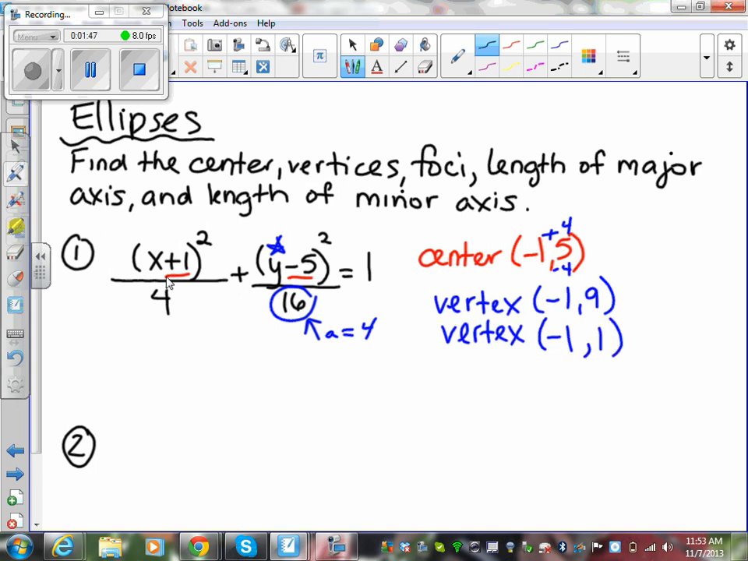Now I have my two vertices simply by adding and subtracting that a value from the y coordinate of the center. And now I want to go ahead and figure out where the foci are going to be. This takes a special formula. So the c value that we need, we will find with this equation. C is equal to the square root of a squared minus b squared. So for this particular problem, remember 16 already represents the a squared and 4 represents the b squared. Those are underneath the fractions. So I'm going to use those.